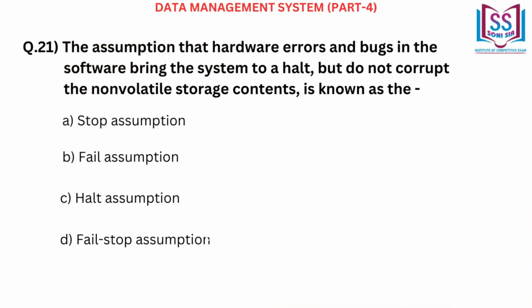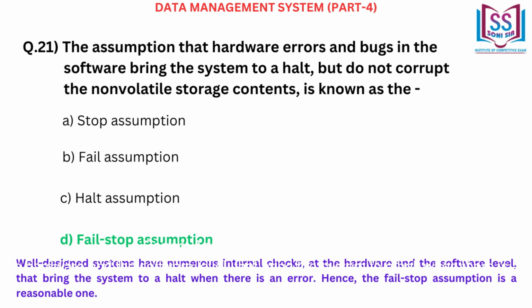The assumption that hardware errors and bugs in the software bring the system to a halt but do not corrupt the non-volatile storage contents is known as the A. Stop assumption, B. Fail assumption, C. Halt assumption, D. Fail stop assumption. Correct answer D. Fail stop assumption. Well-designed systems have numerous internal checks at the hardware and the software level that bring the system to a halt when there is an error. Hence, the fail-stop assumption is a reasonable one.